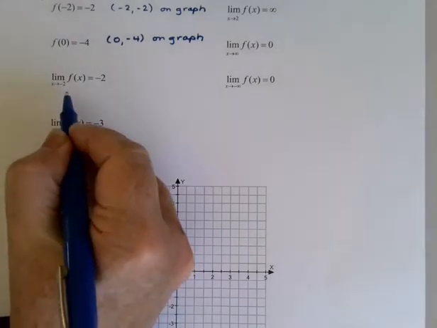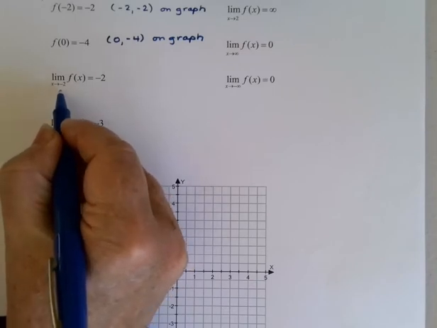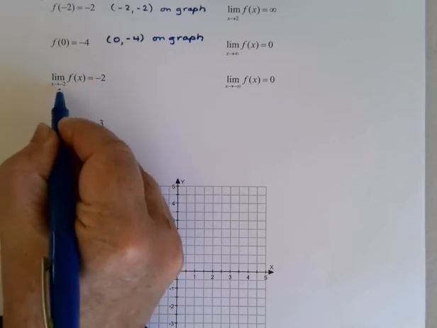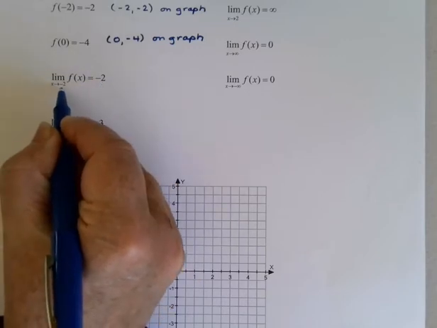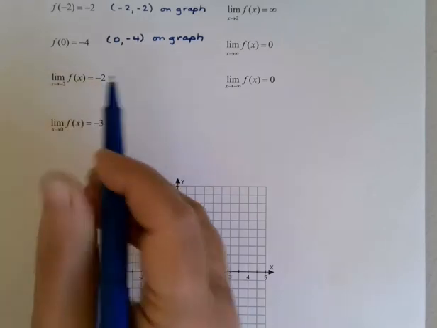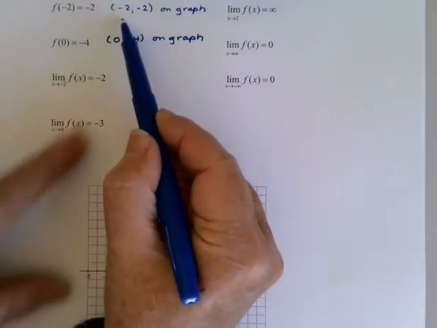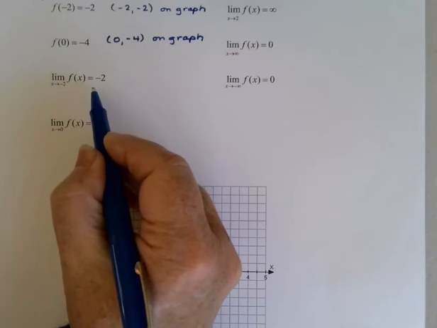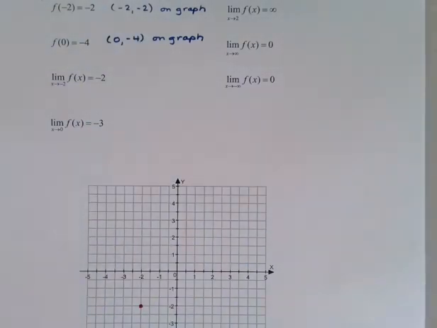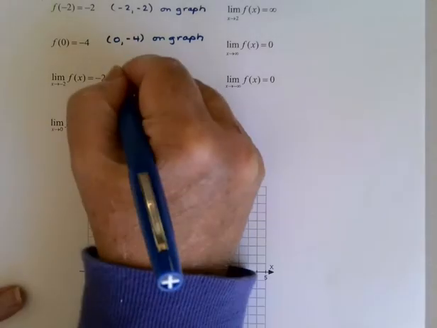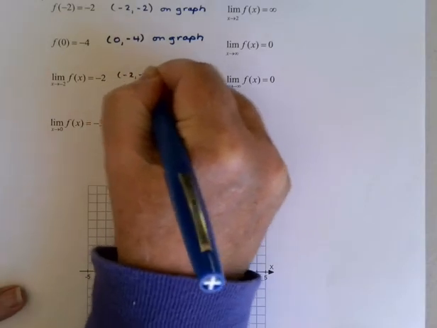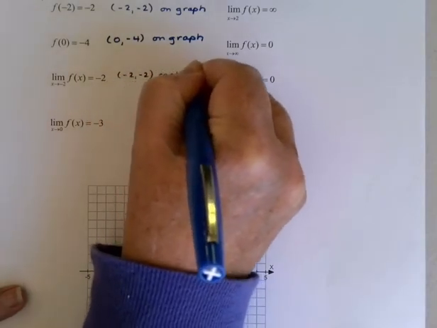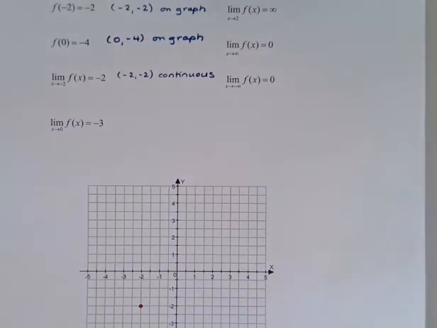The next statement says that the limit as x approaches -2 is equal to -2. So when x gets close to -2, y gets close to -2. Well, that point, (-2, -2), we already know to be a point on the graph. So this is saying that we very nicely just approach the point that's already on the graph. We gave this a name. We called this a continuous point. Nothing funny happens here. There's no holes or jumps or asymptotes. This really just tells me my function is going to be continuous at the point (-2, -2).